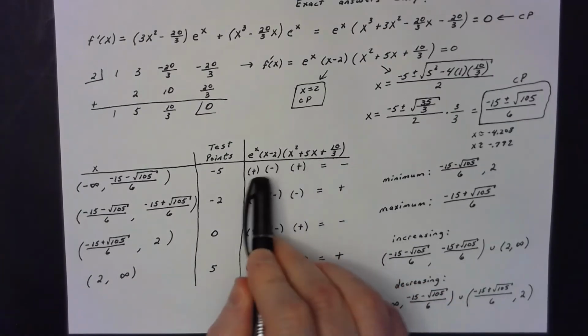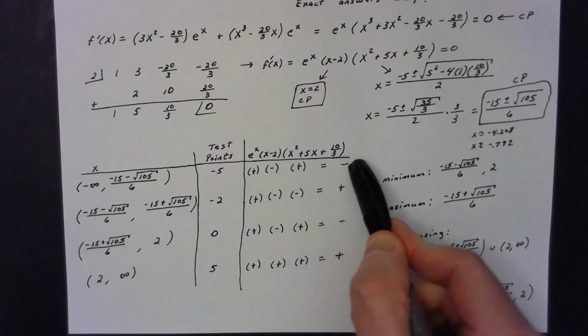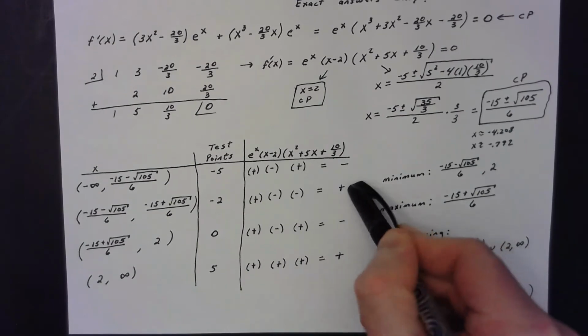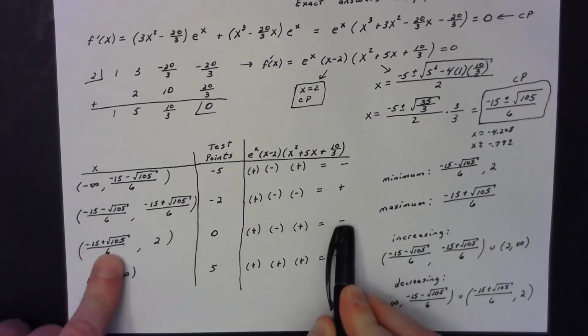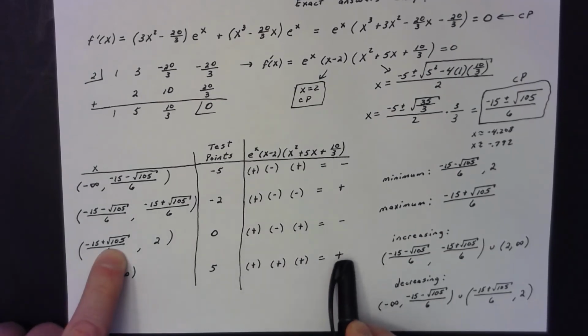Clearly in the first one, 1 negative, 2 positives means our first derivative is going to be negative in that region. The second one, you have two negatives, meaning our first derivative is positive in that region. The third region, one negative, my first derivative is going to be negative in this region. And the last one, they're all positive, so you know your first derivative is positive in that region.